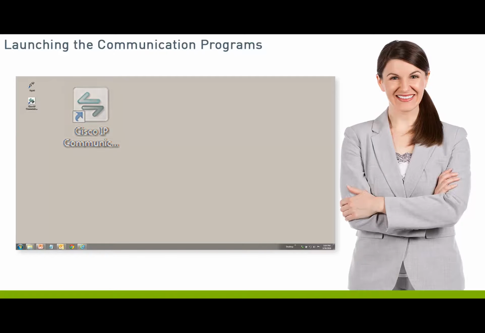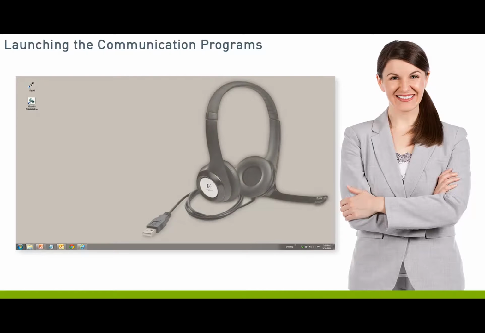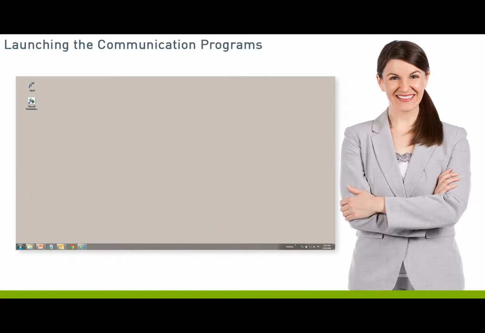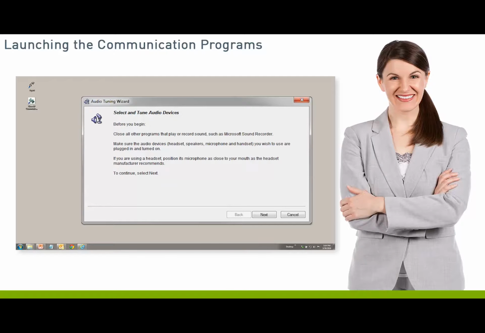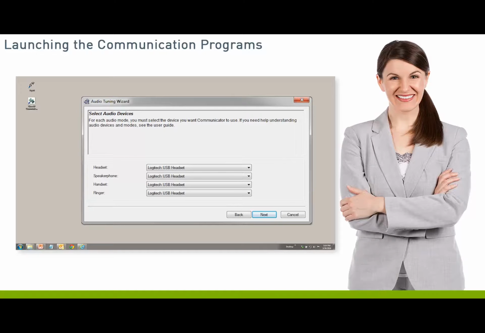In order for this to work, you must have your USB headset plugged in. You may initially see the following message displayed. The audio tuning wizard ensures that your audio system is configured correctly. Follow the prompts on the screen and then click Next. Now make sure that all your audio devices are listed as Logitech USB headset. If they are not, make sure your headset is plugged in correctly.